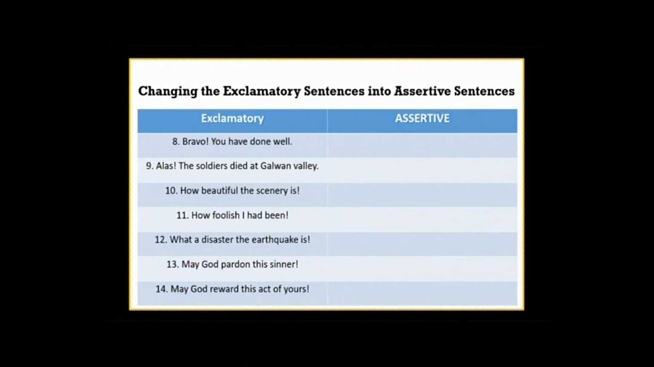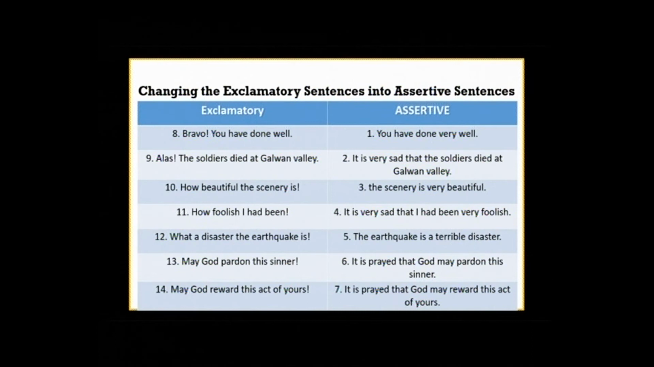Now, let us change these into assertive sentences. Bravo, you have done well. So, it would be, you have done very well. It is just a statement. You have done very well. Next, alas, the soldiers died at Galwan Valley. And the statement would be, it is very sad that the soldiers died at Galwan Valley. Tenth, how beautiful the scenery is. The scenery is very beautiful.